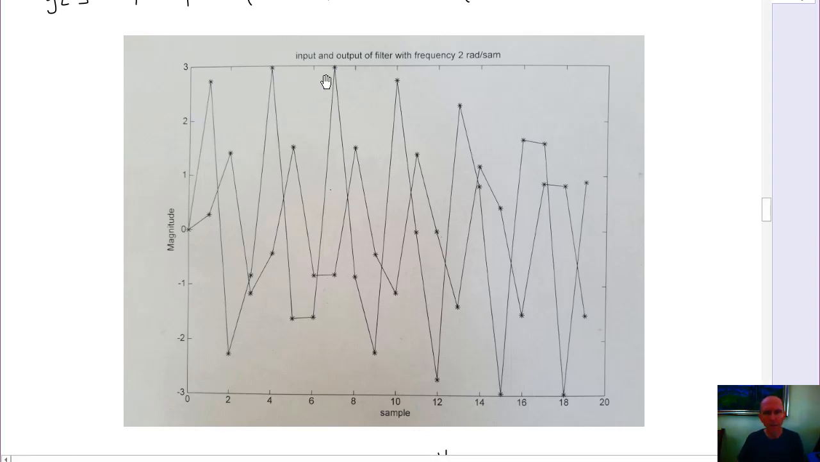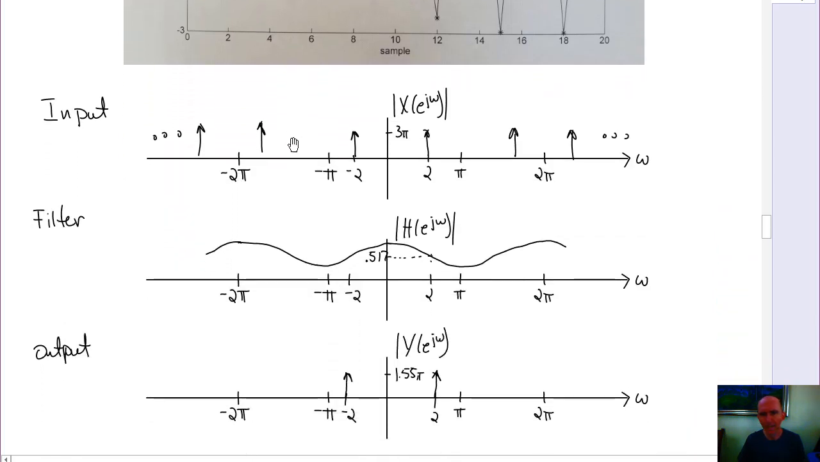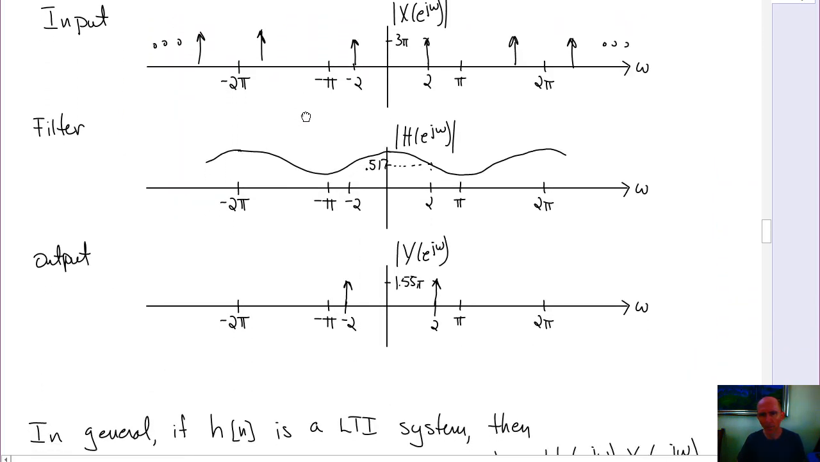Anyway, the input, we can see it goes up to 3 as it should. And the output, we can see it goes out to about 1.5. And again, why is it smaller than before? Well, the impulses of the cosines, instead of being at 0.2, are now out at 2. The magnitude is smaller there, so when we multiply 3 by 0.5, we get about 1.5.